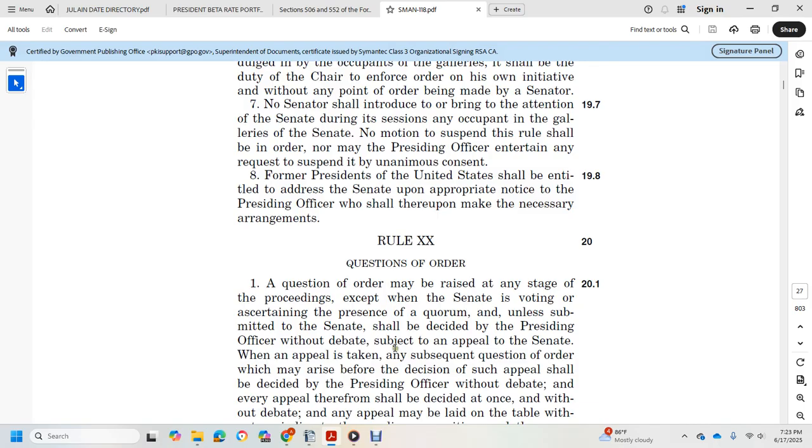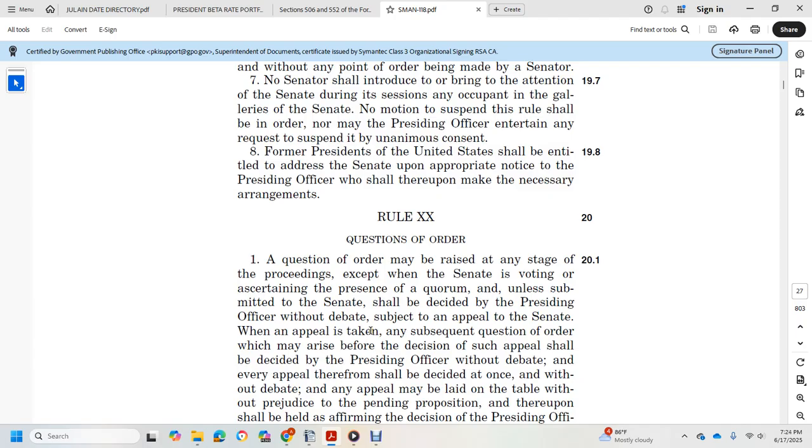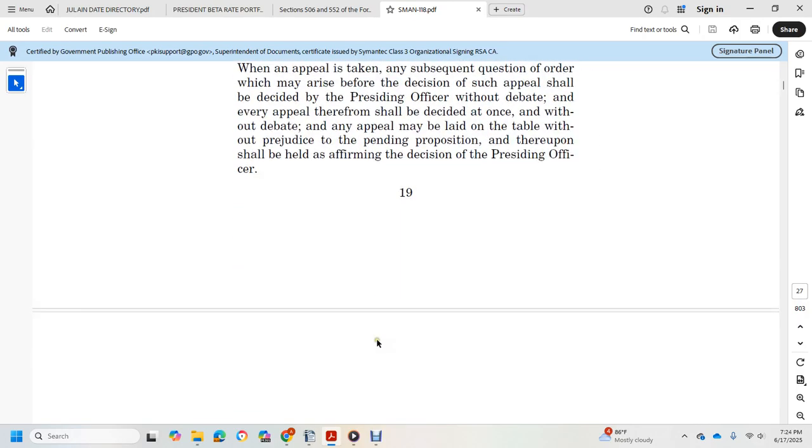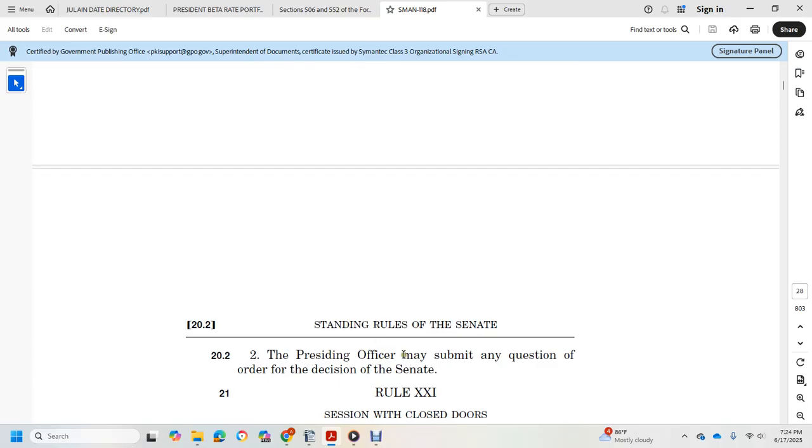And every appeal therefrom shall be decided at once without debate, and an appeal may be laid on the table without prejudice, depending on proposition thereupon shall be held by affirming the decision of the presiding officer. 2. The presiding officer may submit any question of order for decision of the Senate.